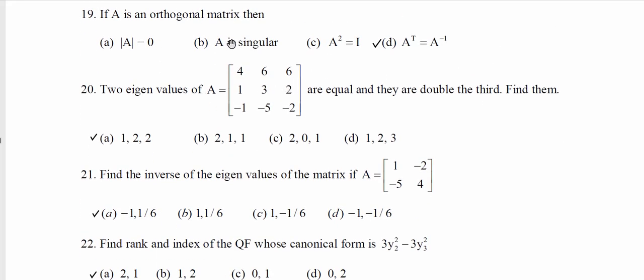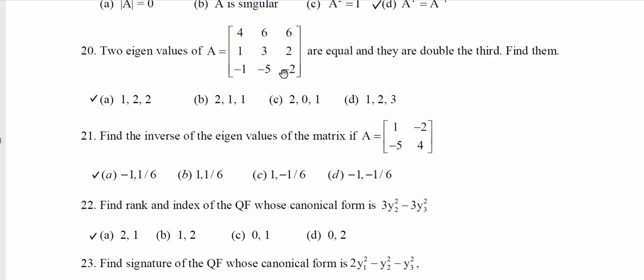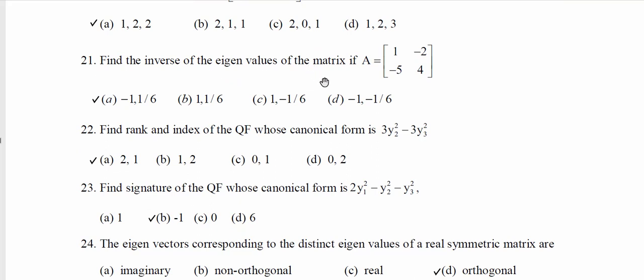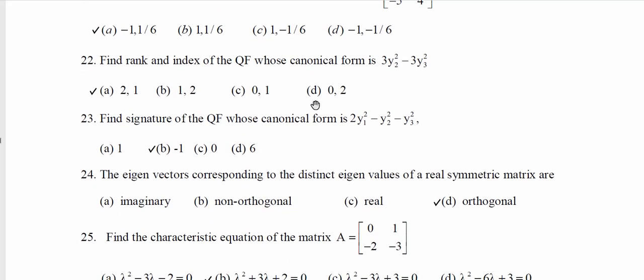If A is an orthogonal matrix, then A transpose is equal to A inverse. Two eigenvalues of A are equal and the third is different. So find them, 1, 2 and 2. Again, take the inverse of the eigenvalues. First we have to find the eigenvalues for this one and again take the inverse.